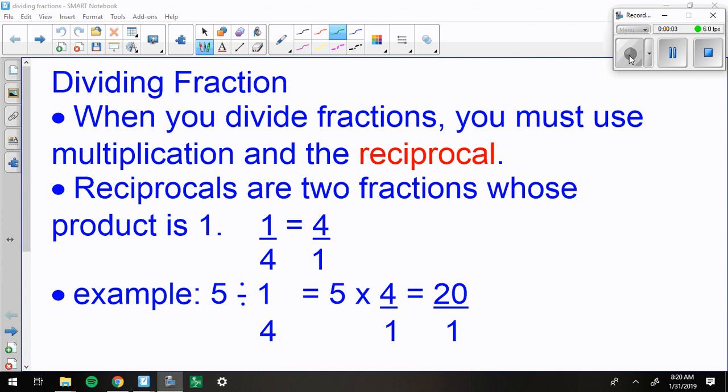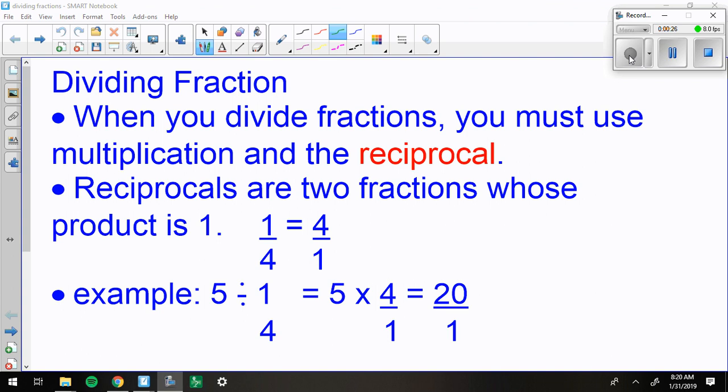Hello, everyone. Today, we are going to begin our first of two lessons on dividing fractions. We split it up a little bit because dividing fractions is a little bit harder than multiplying fractions, only in that there's one extra step. There's one thing you have to do before you can divide.